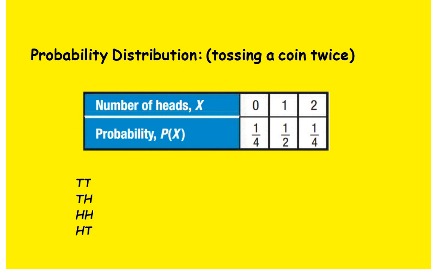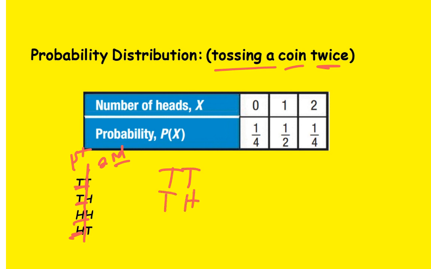So let's look at probability distribution. This one's pretty familiar, that you toss a coin and you have two possible outcomes. So we're going to toss a coin twice. So the first time we could get a tails or a heads, and then the second time, we could have gotten a tails or a head. So we need to make all of the possible combinations. Tails with the tails, tails with the heads, heads with the tails, or heads with the heads.